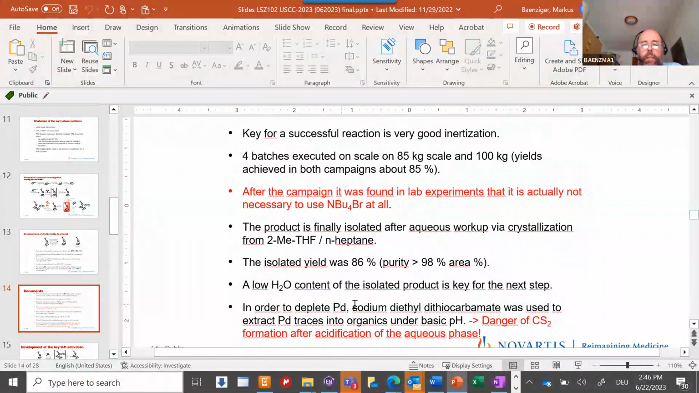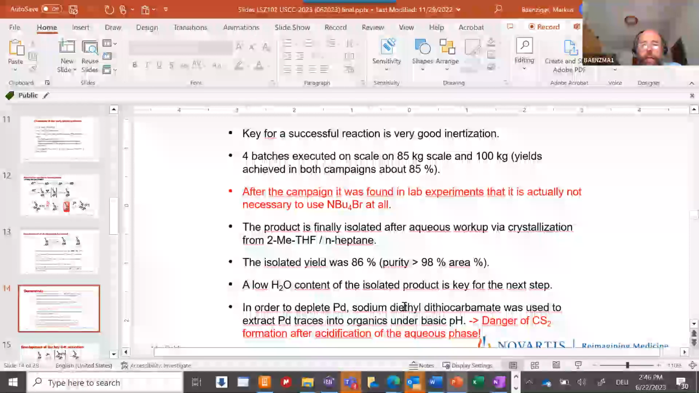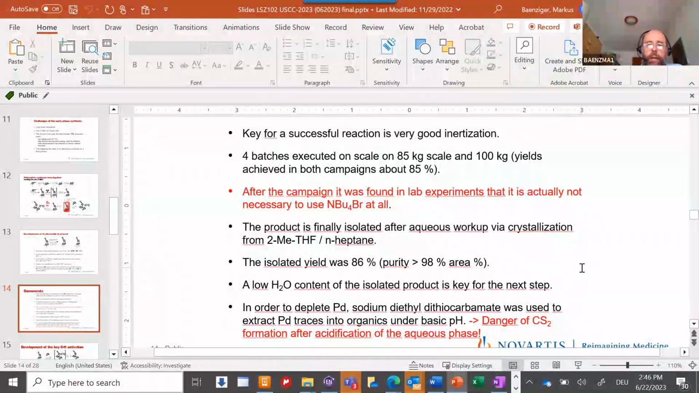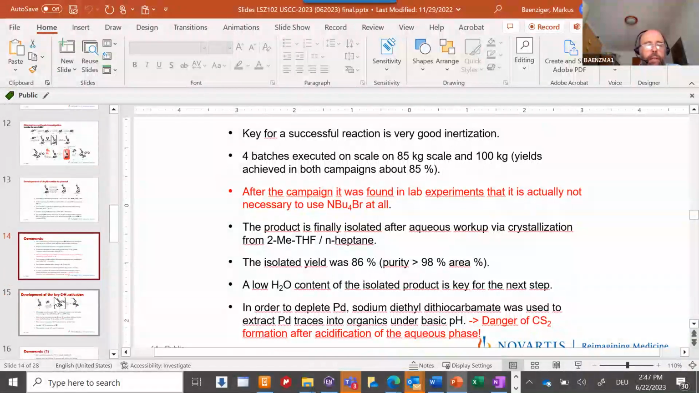In order to deplete the residual palladium, we added sodium diethyl dithiocarbamate. However, there was a slight danger of CS2 formation after acidification of the aqueous phase. However, with measures in the pilot plant, we could control that. But for future campaigns, definitely this solution has to be found.